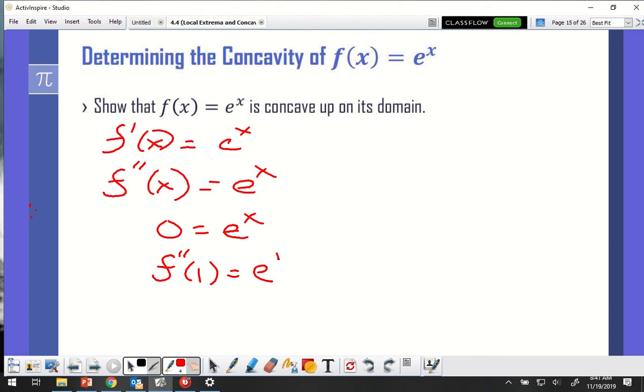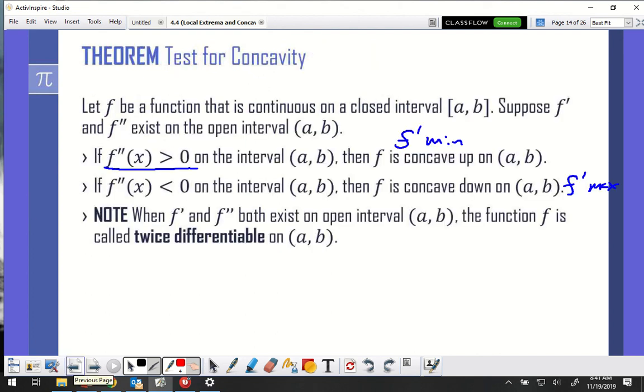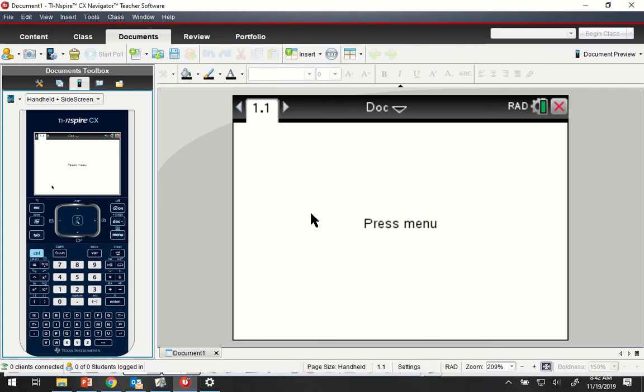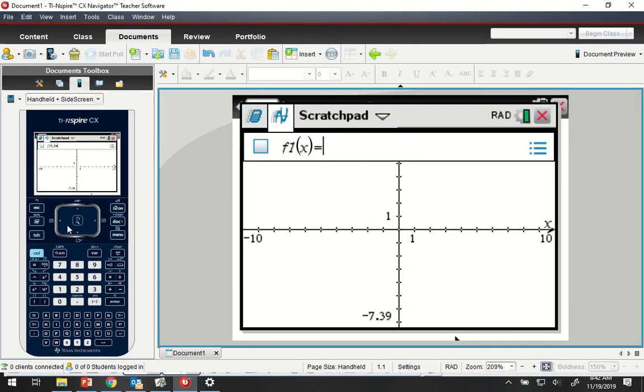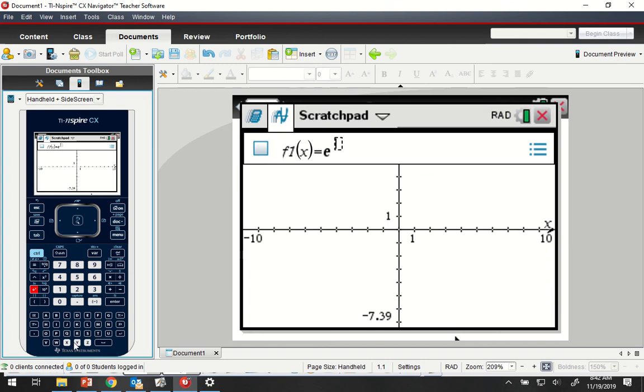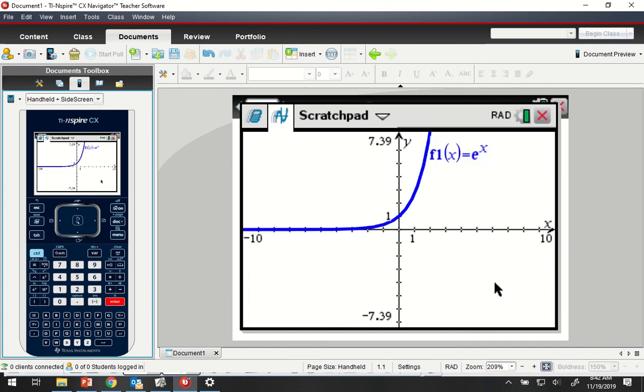Okay, we're saying that if f double prime is greater than 0, it should be less than 0. Okay, let's take a look at my graph so we can see this at 1. So I don't screw this one up. e to the x. There we go.